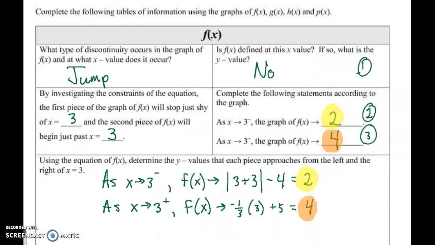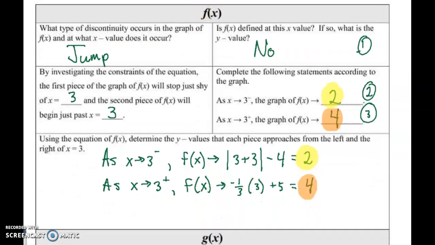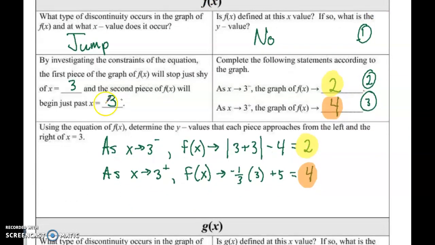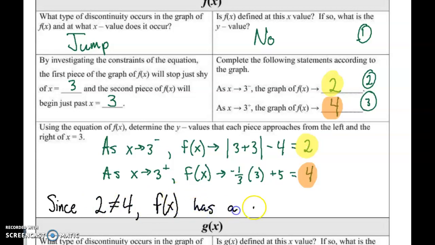And let me sum up things, and I'm at my time limit. So I'll have to stop the video and do another one. Since 2 does not equal 4, f of x has a jump discontinuity at x equals 3. So again, pause the video, re-examine everything, and we'll move forward with the rest of these notes.